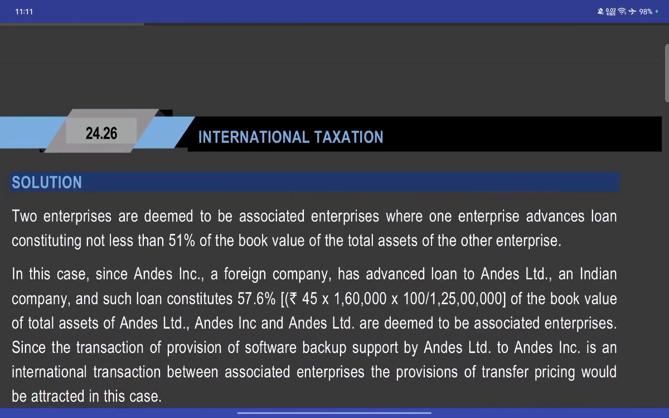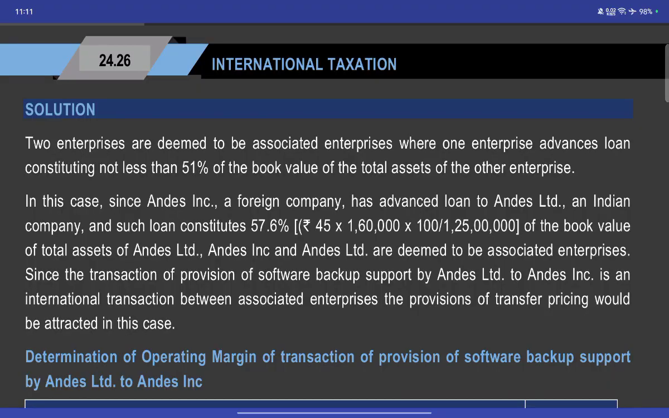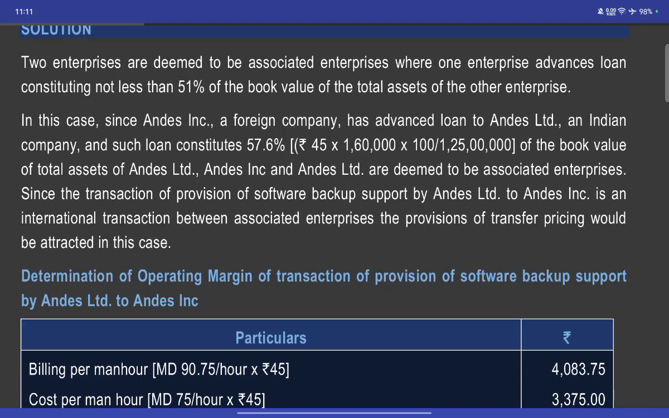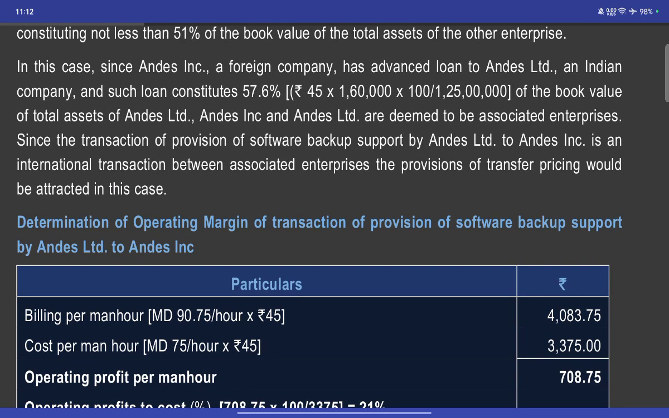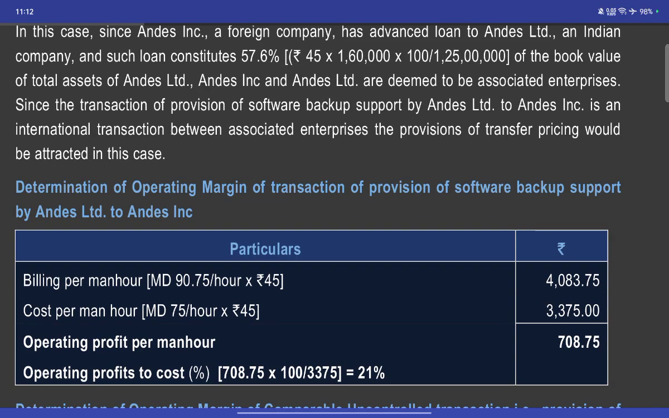Malaysian dollars. Solution: two enterprises are deemed to be associated enterprises where one enterprise advances a loan constituting not less than 51% of the book value of the total assets of the other enterprise. In the case of Andy's INC, the foreign company has advanced a loan to Andy's Limited, an Indian company, and such a loan constituted 57.6%, that is, 45 into 1,60,000, that is, over 1 crore 25 lakhs. We get that 57 percent of the book value of total assets is the loan from Andy's INC, so Andy's Limited and the lender are deemed to be associated enterprises.